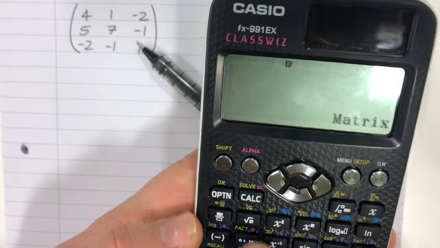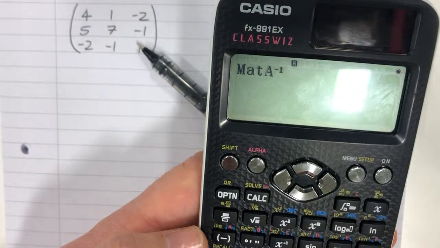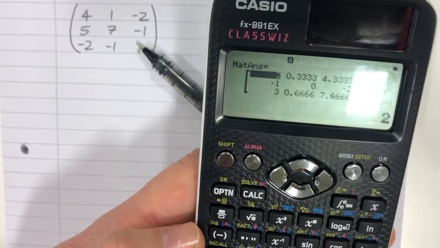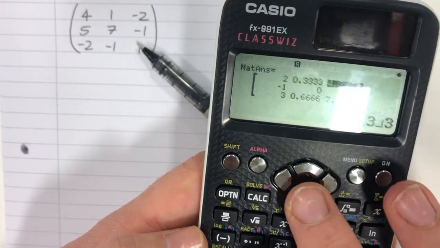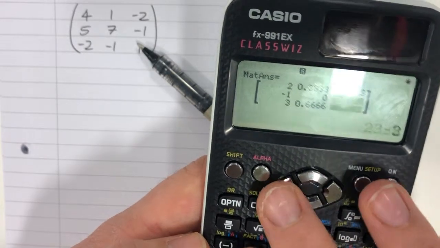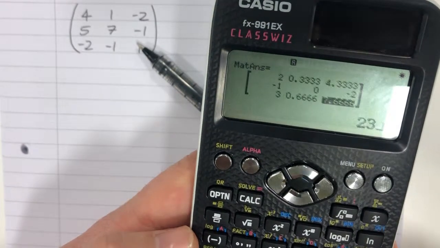Push AC, option, recall matrix A, and inverse it. So it's this little inverse button here, minus 1, and it gives me the inverse matrix straight away. So the inverse matrix is 2, a third, 13 thirds, minus 1, 0, minus 2, 3, 2 thirds, 23 thirds. Okay, so that's the matrix I'm getting to.